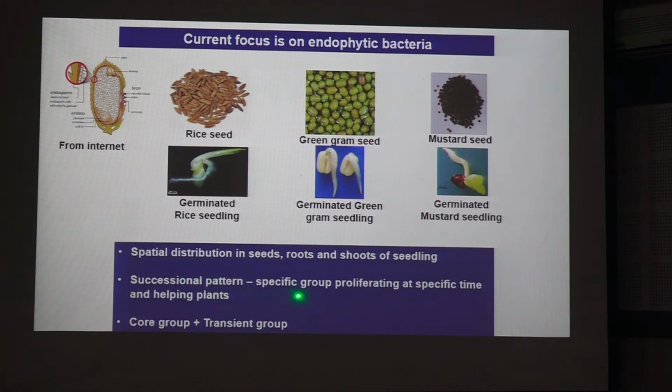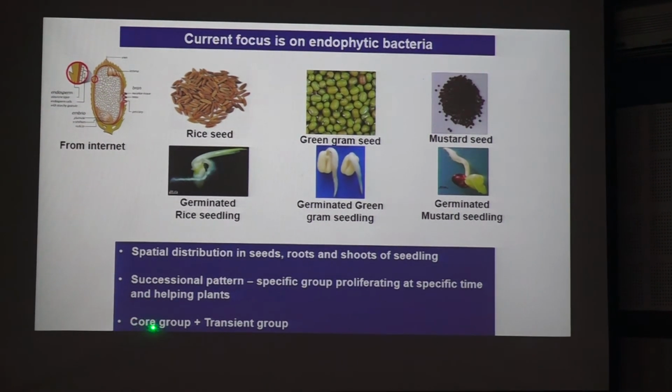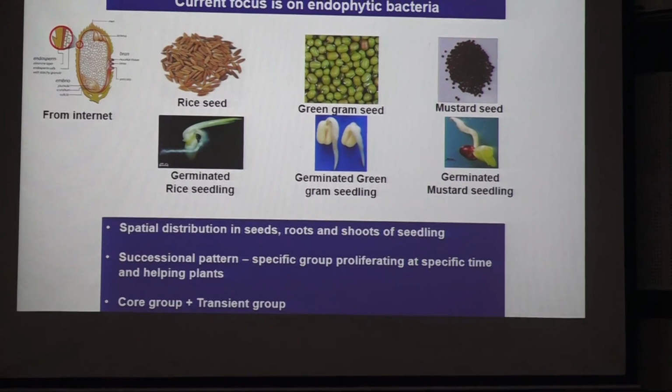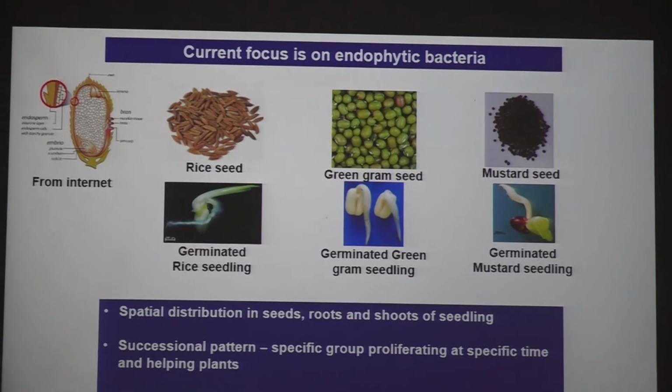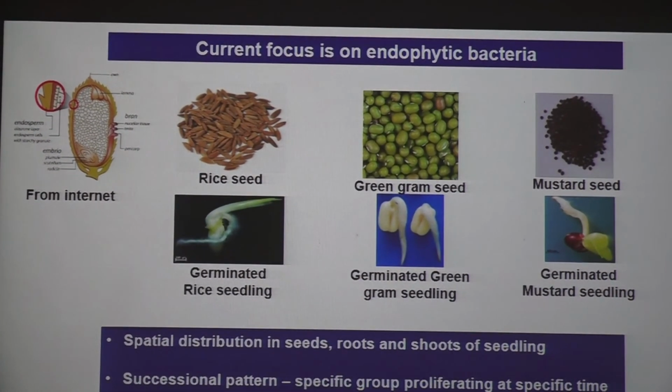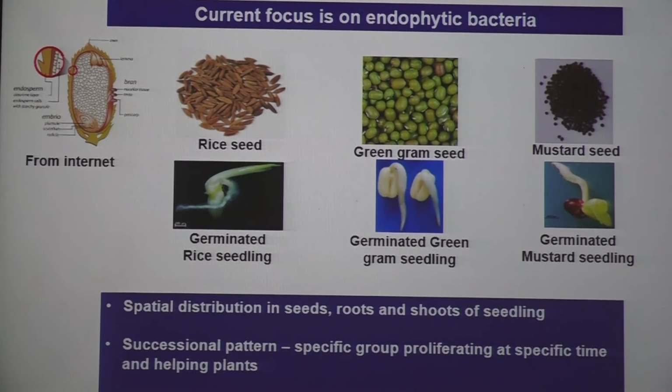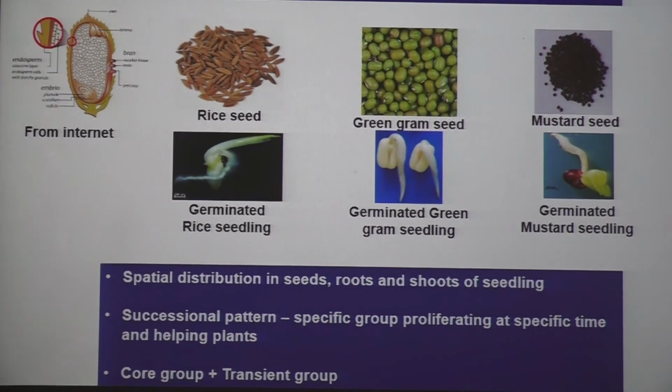Then the successional pattern: a specific group proliferating at a specific time and helping plants. Will all the bacteria present there proliferate depending on what stage the plant is at, or do all of them proliferate just at the start of germination? These are some of the questions, and how they are spatially distributed. Already one group from the Netherlands has shown in first work that there is a core group and a transient group. I'll come to that very briefly.